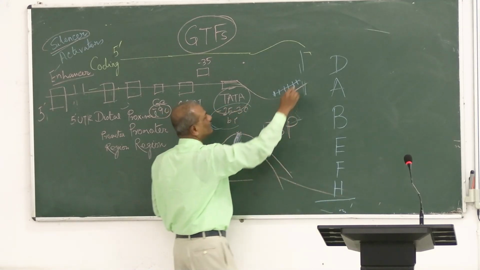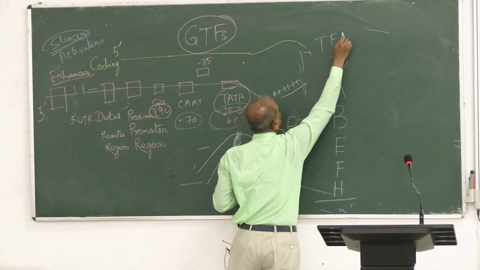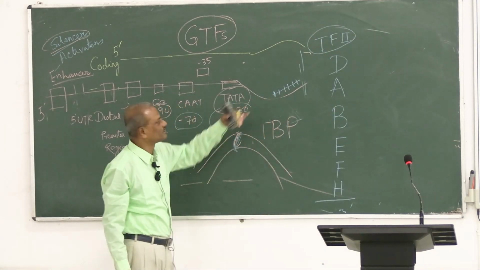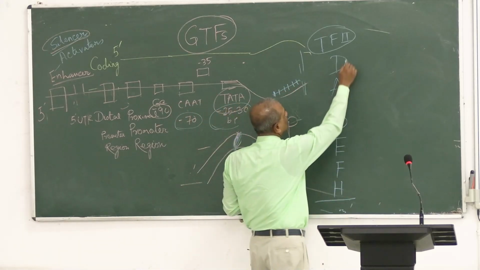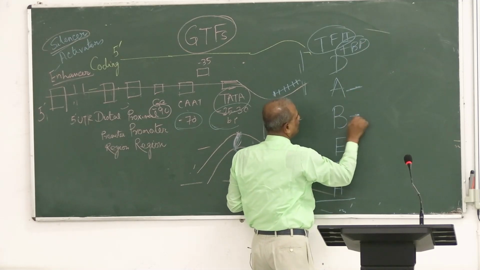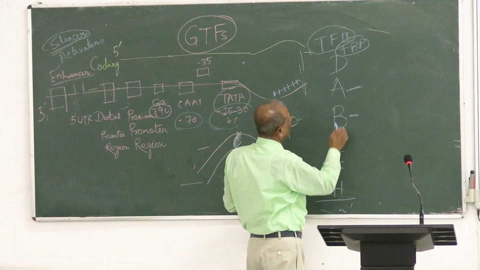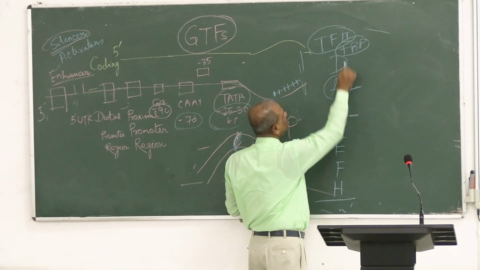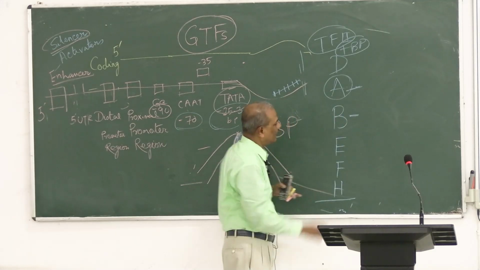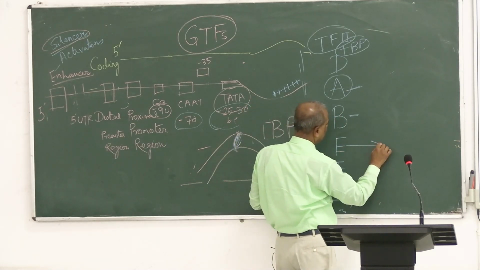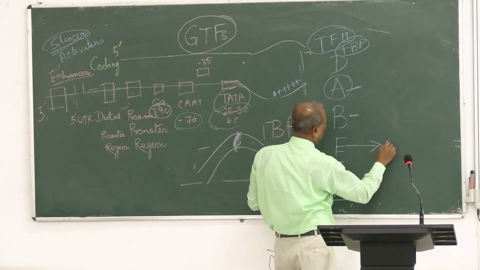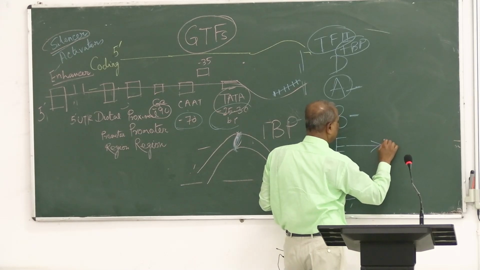All these transcription factors get attached to each other. Transcription factor D basically contains this TBP, then factor A and factor B basically stabilize it. The role of factor A is to stabilize the bonding between TBP and B, and factor E is endowed with the RNA polymerase 2.